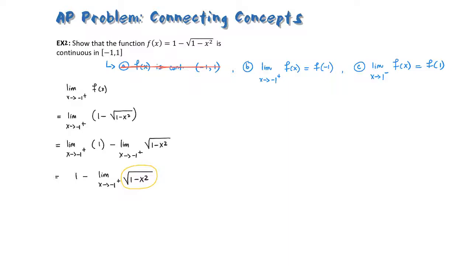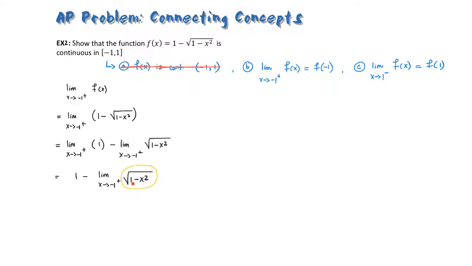In order to evaluate the limit as x goes to -1 of this radical, I am going to check for right continuity by substituting -1 into x. And this is something that you can do in your mind. You don't have to write this down until you're ready to continue with the algebra.